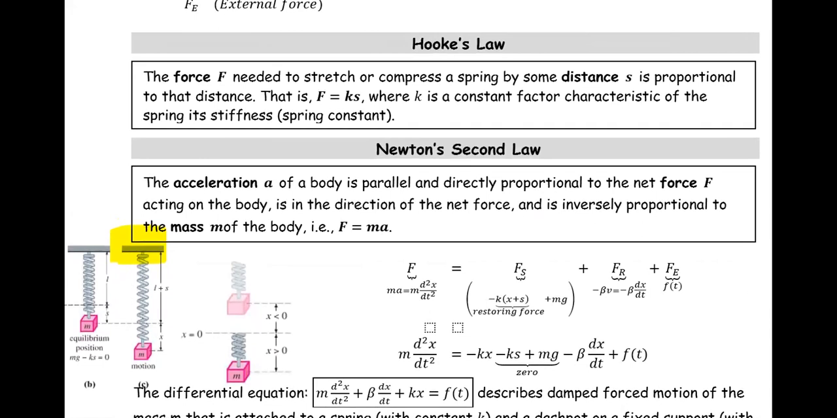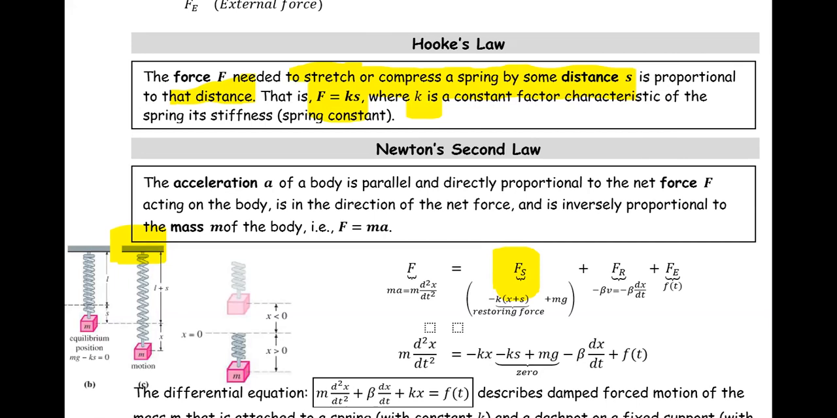So the force will come from the force based on the spring. It's from Hooke's law: the force to stretch or compress the spring by some distance s is proportional to that distance. It's the formula you are familiar with, say back in Calc 2 or in some physics applications, F equals k times s. K is the constant factor, the spring constant.